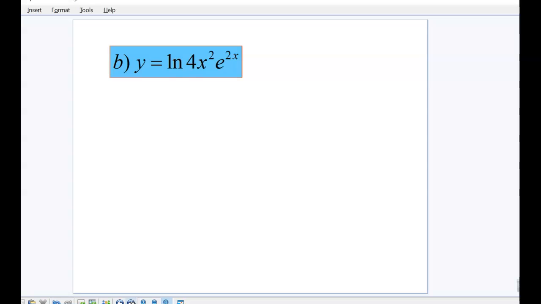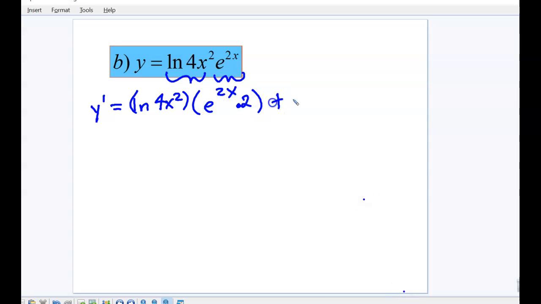This question here, we have to use the product rule. So y prime is going to be the first function times the derivative of e to the 2x, which is itself, times the derivative of the exponent, plus the second function times the derivative of the first, which would be 1 over 4x squared times the derivative of 4x squared, which is 8x.